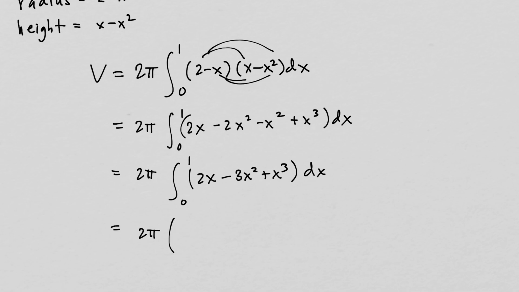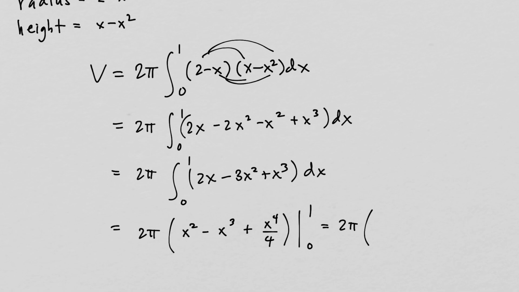The antiderivative of 2x is x squared. The antiderivative of 3x squared is x cubed. And the antiderivative of x cubed is x to the 4th divided by 4. And then from here, we're going to plug in our limits.